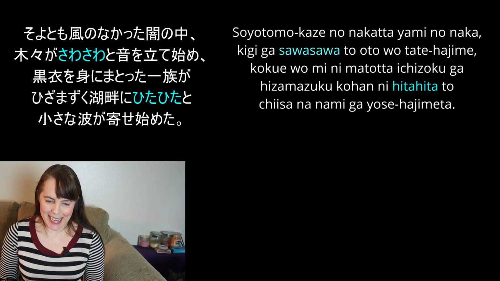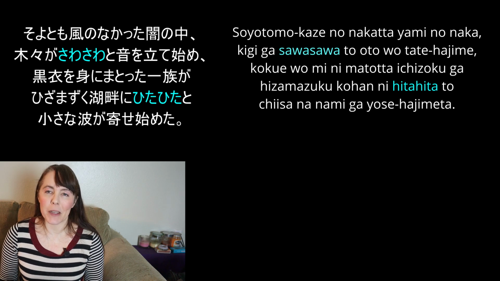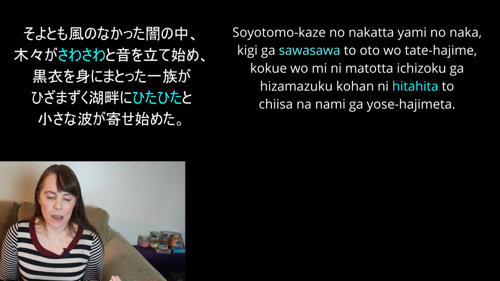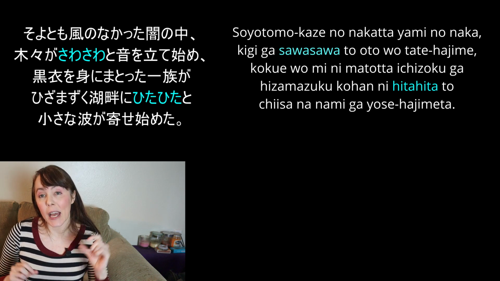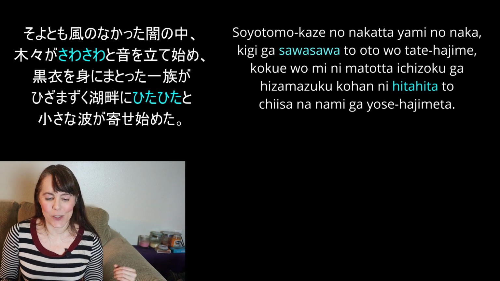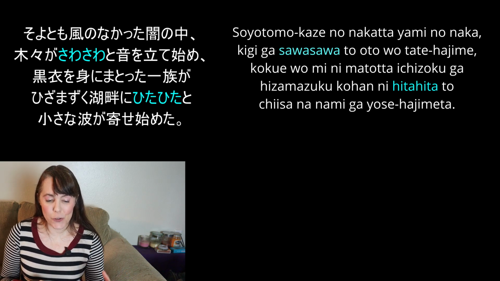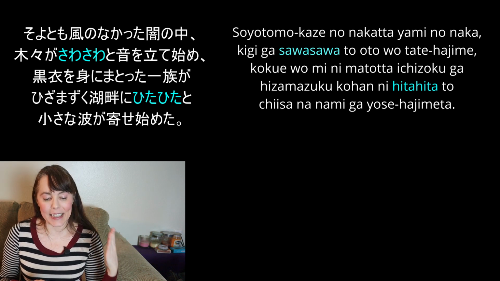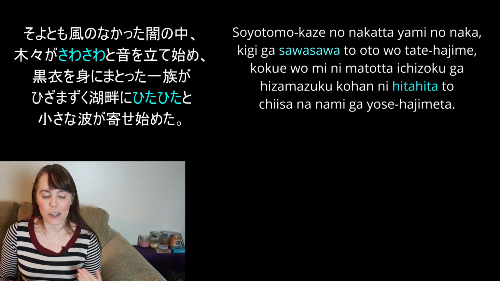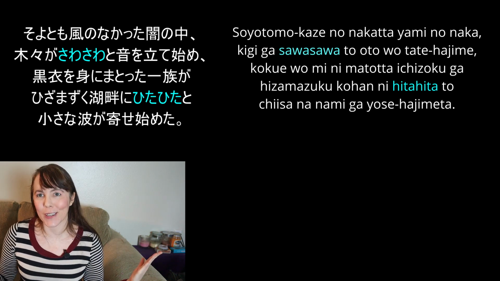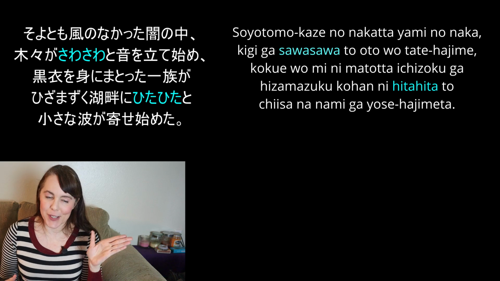Soyo tomo kaze no nakatta yami no naka, comma. So this is the first little bit. Kigi ga sawa sawa to oto o tate hajime, comma again. Kokue o minimatotta ichizoku ga hizamazuku kohan ni, that's another part, hita hita to chisana nami ga yose hajimeta. That's one big, long, run-on sentence. All right, let's parse it out a little bit.